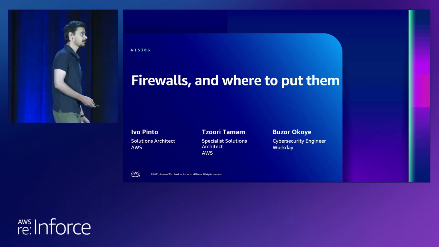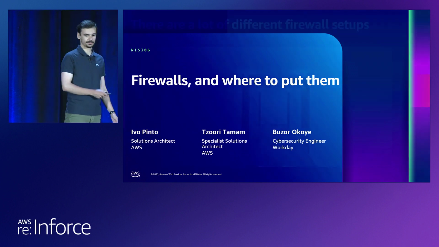My name is Ivo Pinto. I'm a solution architect for AWS, and I'm joined by my colleague Tsuri from AWS as well, and Boozer from Workday. During the next hour, we'll be talking about firewalls, and where to put them, obviously.